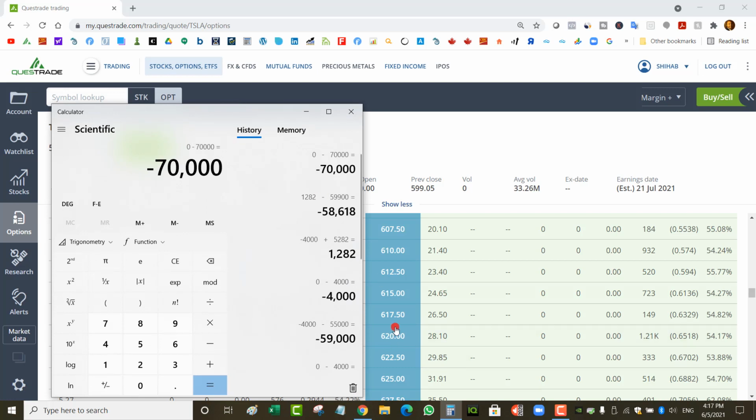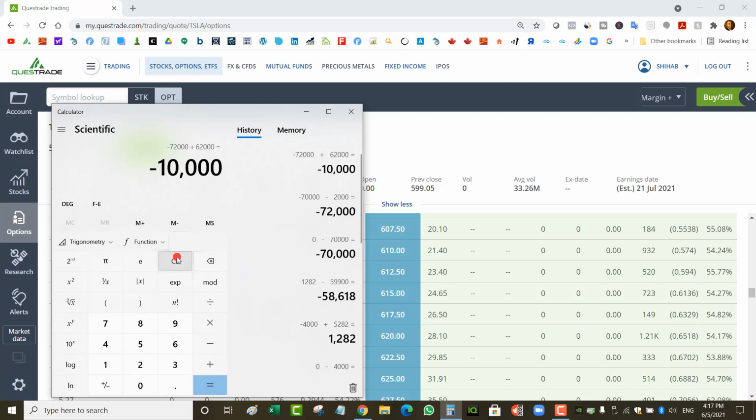So if you exercise your put option, remember, you bought shares at $70,000. You also bought the put option for $20, so that's minus $2,000. But then you're going to end up selling your shares for $620, so that's $62,000 that comes in. So now you've capped your loss to $10,000 or $100 per share.